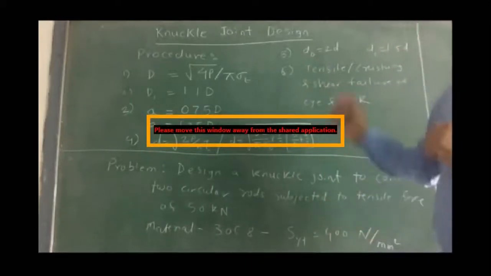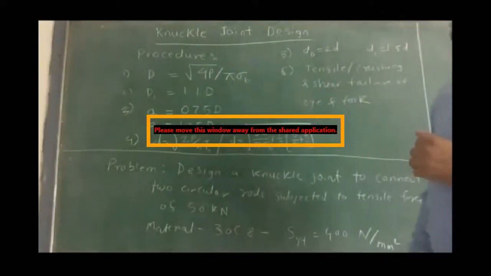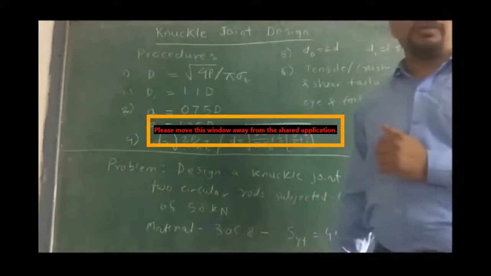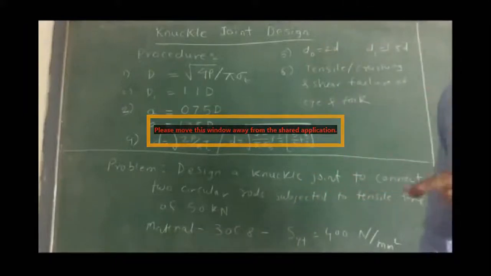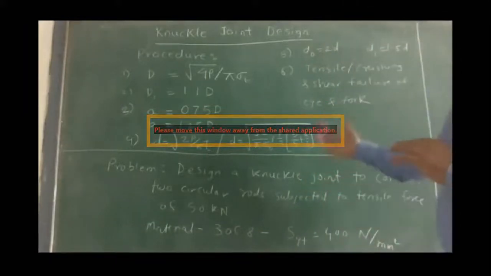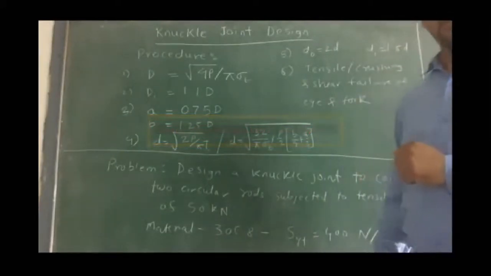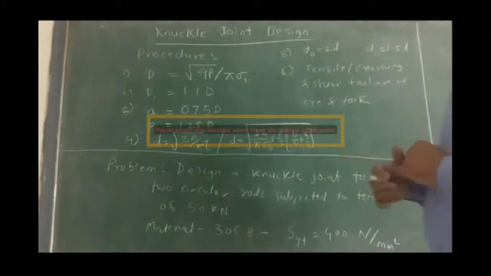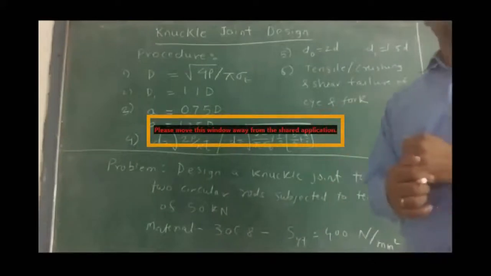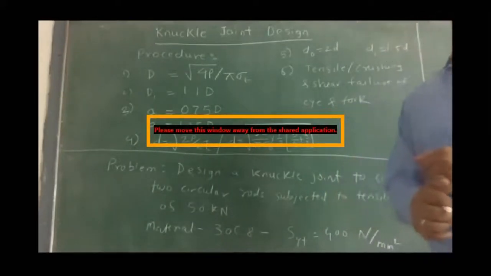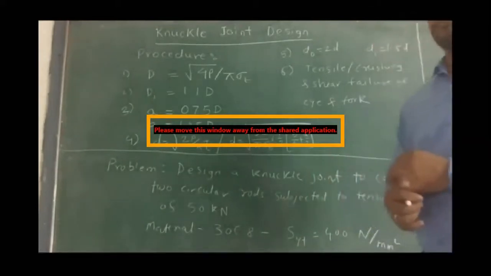Using this procedure, we will calculate the different dimensions, and then use these dimensions to check different failures. First we calculate the diameter of the rod, capital D, using the formula root of 4P upon pi sigma_t. Here sigma_t equals load upon area, where the load is P and the area is pi by 4 D squared. Using that formula we get D, the diameter of the rod, as root of 4P upon pi sigma_t. Then the enlarged diameter is 10% more than the regular diameter of the rod, so it is 1.1 D. We calculate it using an empirical equation.